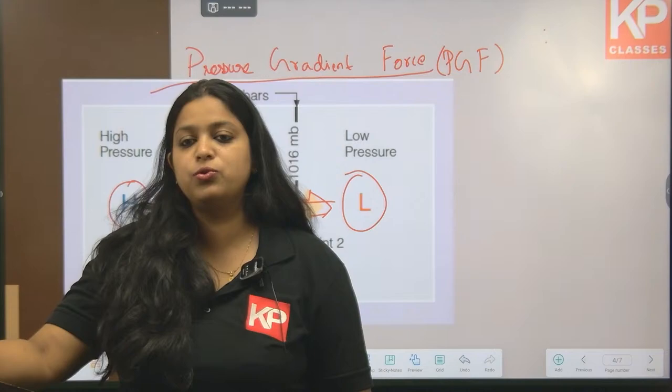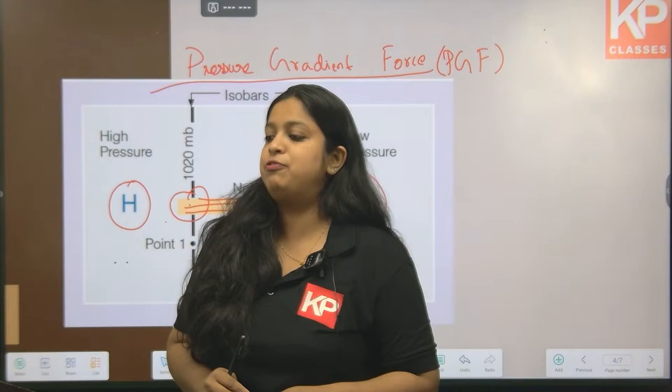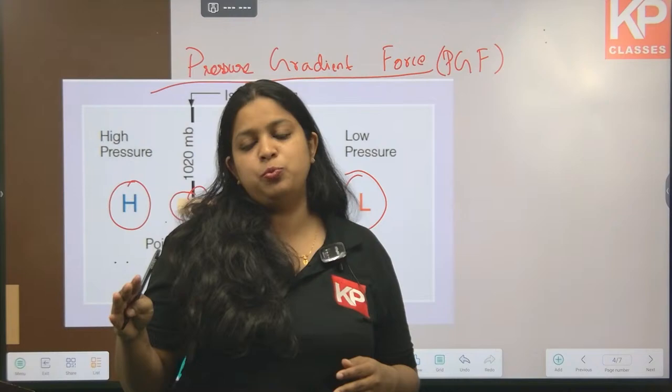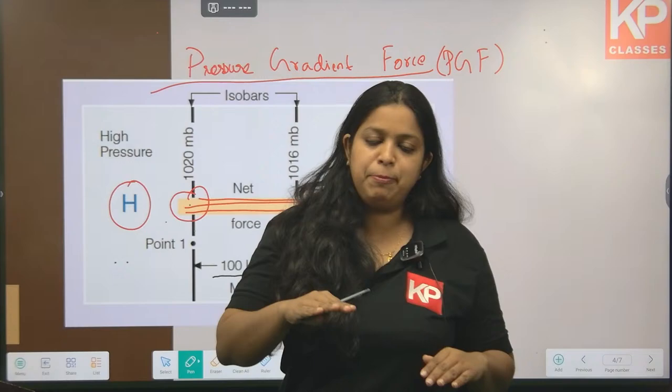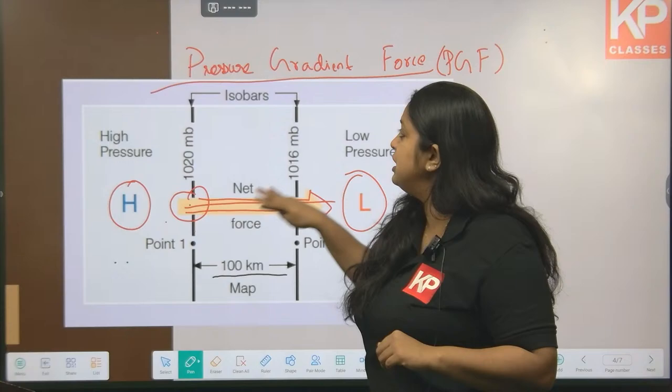So let's continue. We are discussing the pressure gradient force. As I have explained, pressure gradient force is the force that causes the wind to blow. Closely spaced isobars on a weather chart indicate that a steep pressure gradient is happening there. There is a strong net force between the high pressure and low pressure areas. What is this net force? That is the pressure gradient force.